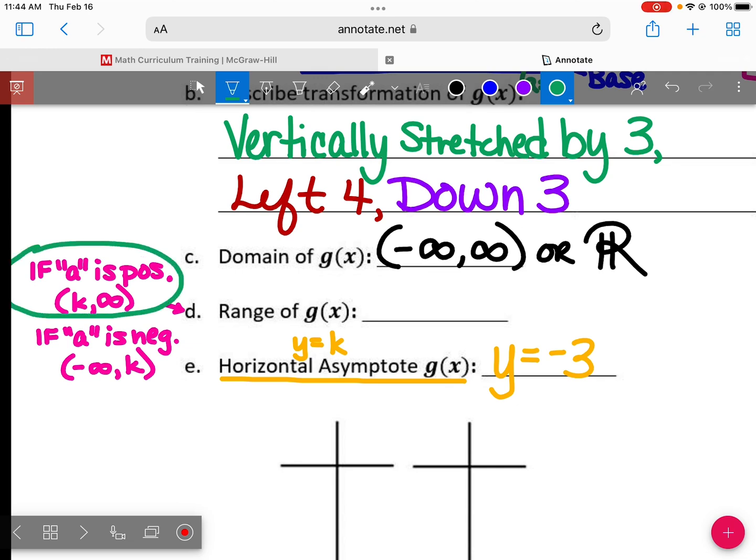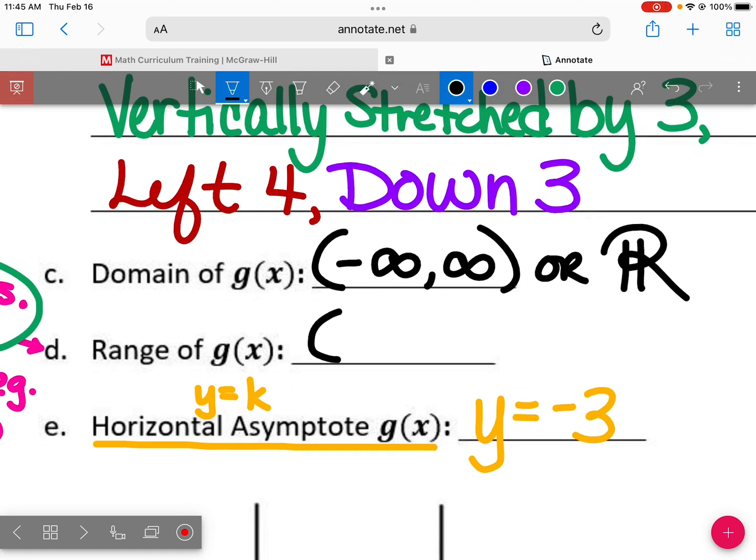But then the rest of your explanation was not wrong. The lowest it's ever going to go is -3, and because A is positive, it goes up from there. So this would be -3 to infinity. So far, so good? All right.